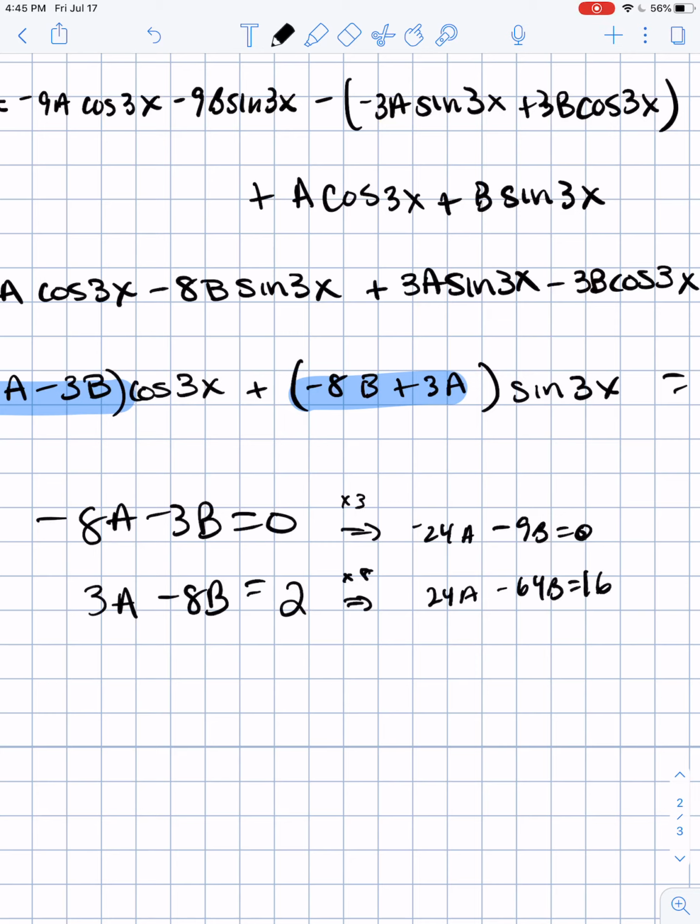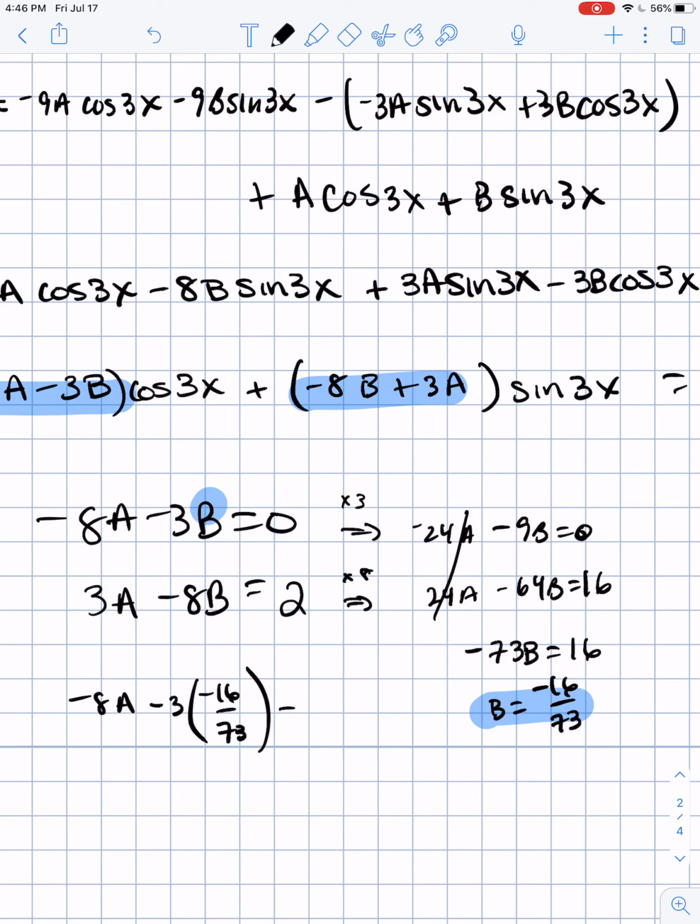Okay, so you have something like this. Here you get negative 73b equals 16, so b is going to be negative 16 over 73. What I do is take this and plug it in for my b value. So I'll have negative 8a minus 3 times that, and then I'm just solving. So a is going to be, actually my bad, positive 6 over 73.